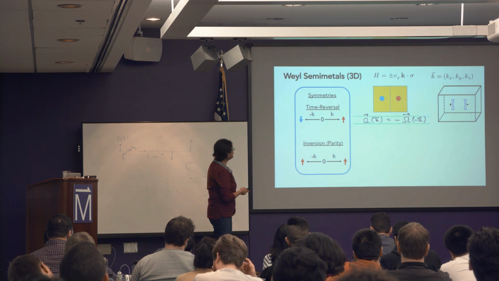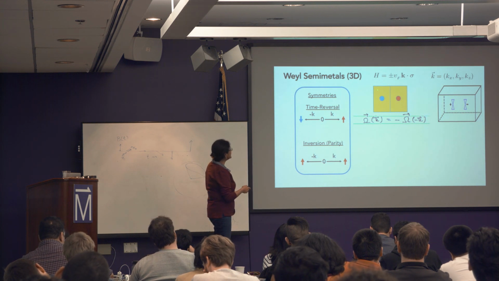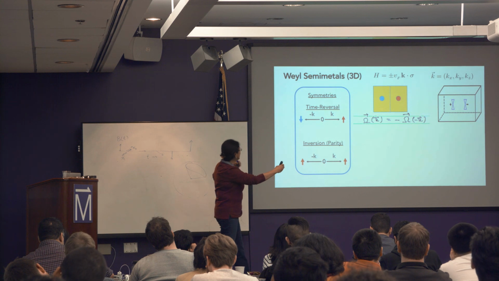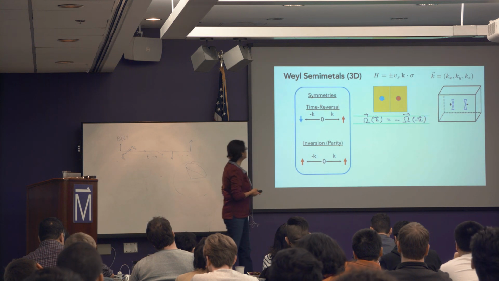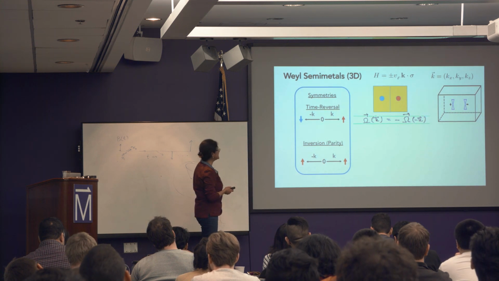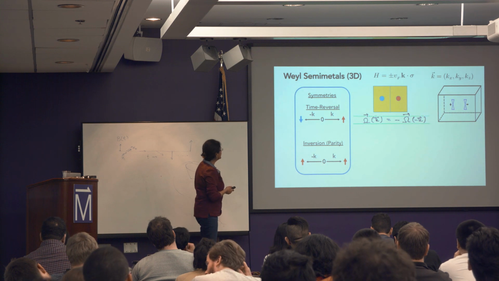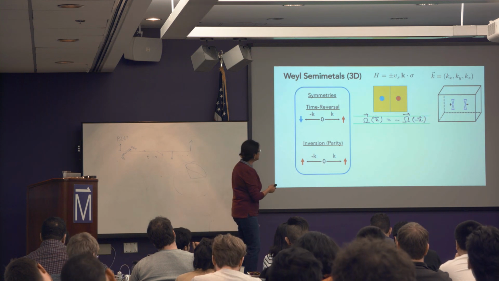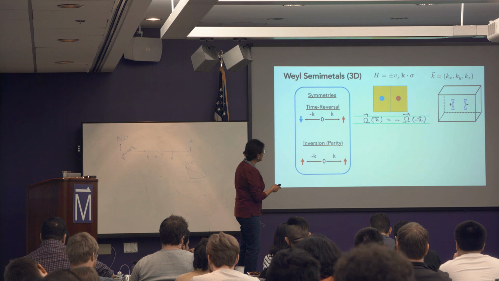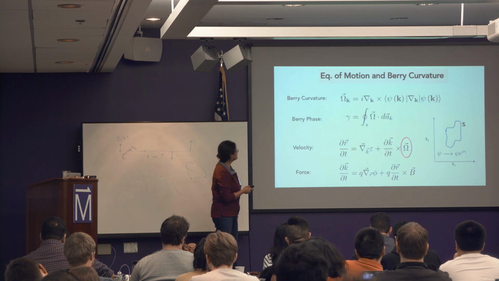But under certain conditions, the chiralities will be split, and that requires understanding two symmetries that will split the Dirac points. So if you look at this Berry curvature, let me go back here.